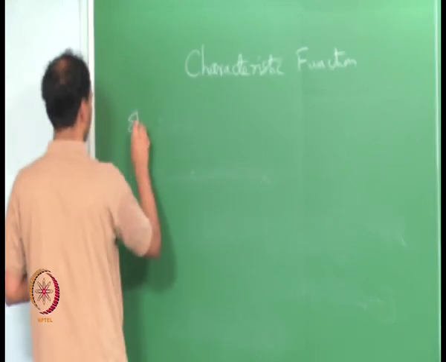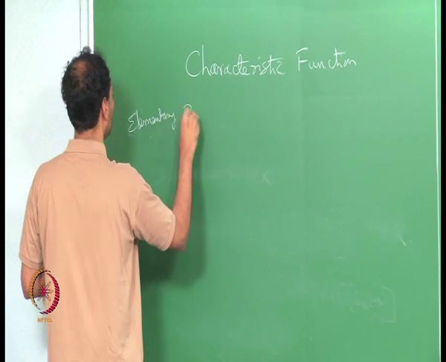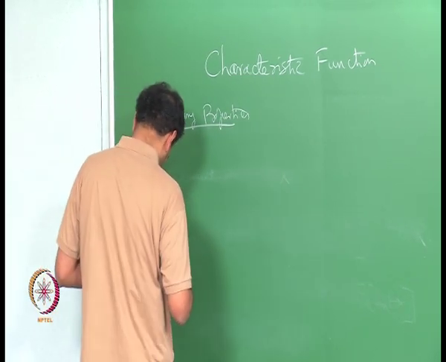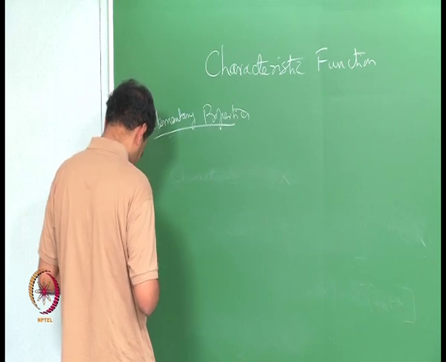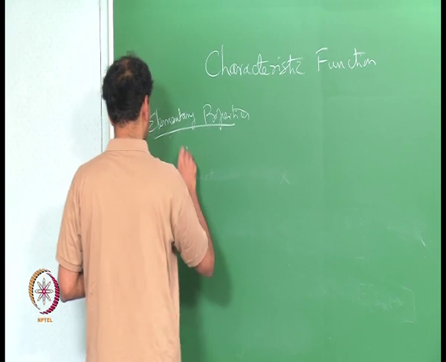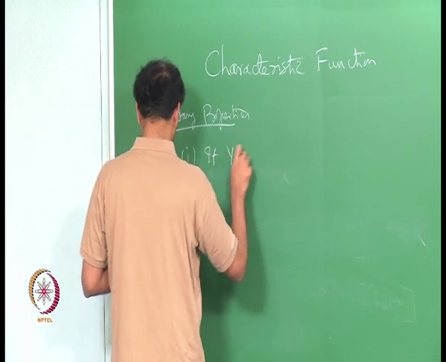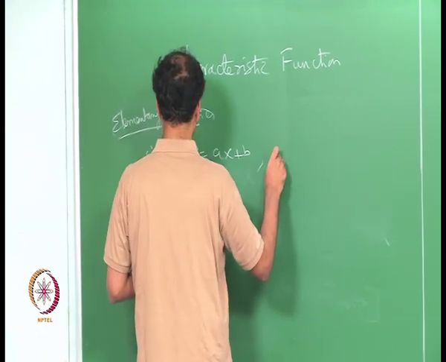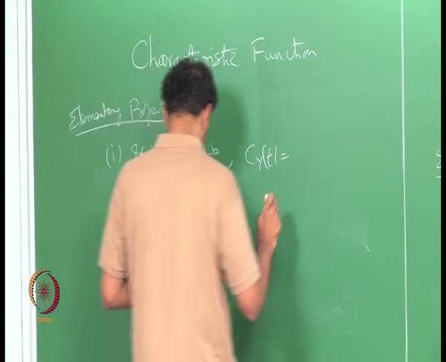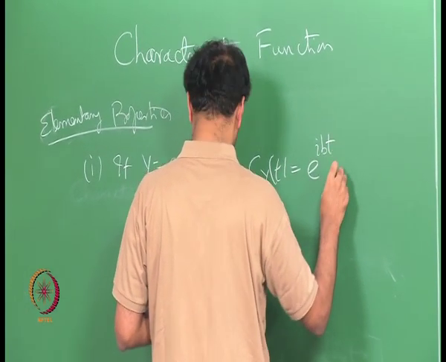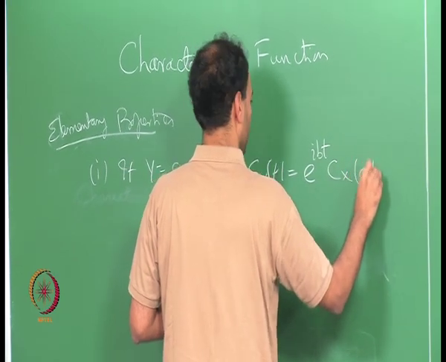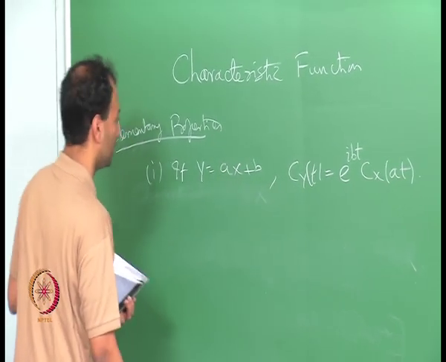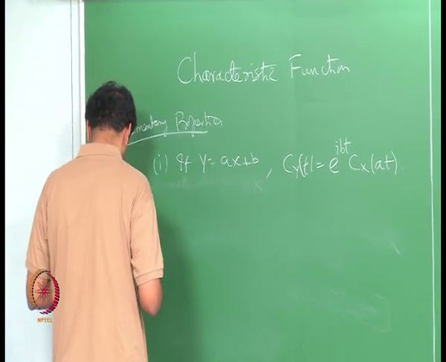Elementary properties. If y equals a x plus b, then c y of t is equal to e power I b t times c x of a t. This is again from the definition.